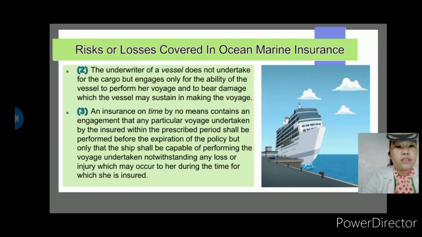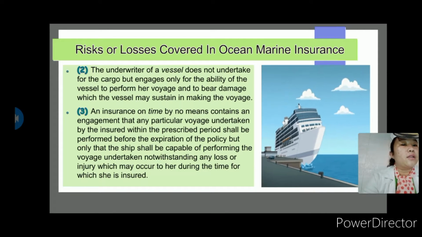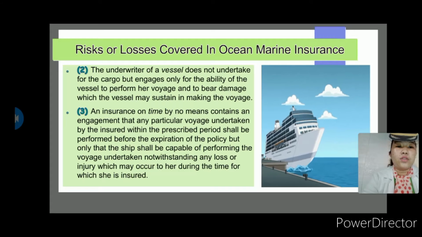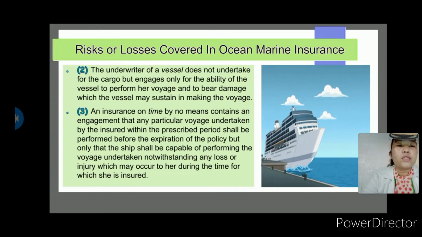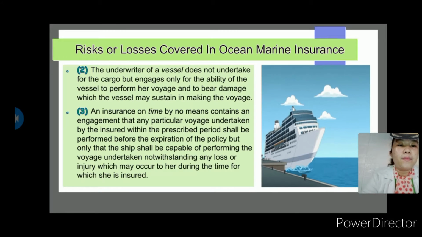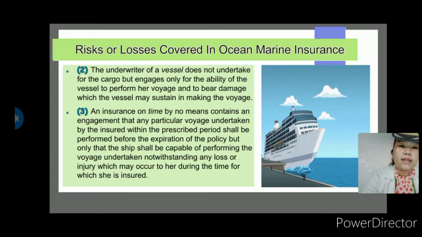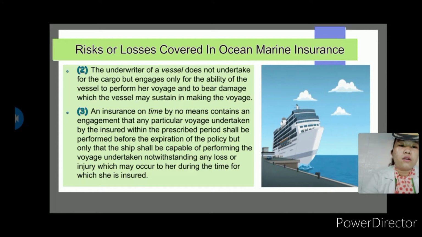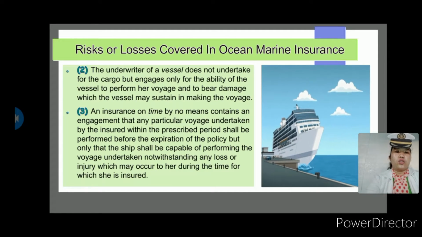Next, we have an insurance on time. It by no means contains an engagement that any particular voyage undertaken by the insured within the prescribed period shall be performed before the expiration of the policy, but only that the ship shall be capable of performing the voyage undertaken, notwithstanding any loss or injury which may occur to her during the time for which she is insured.